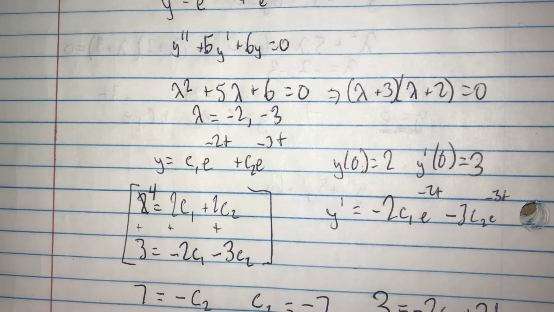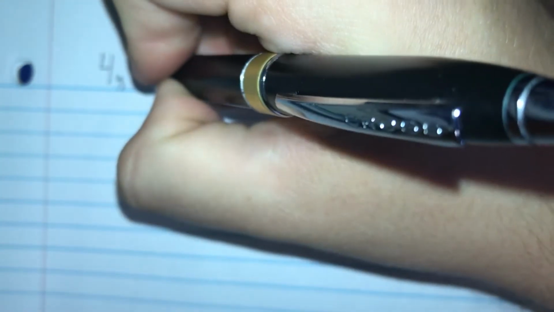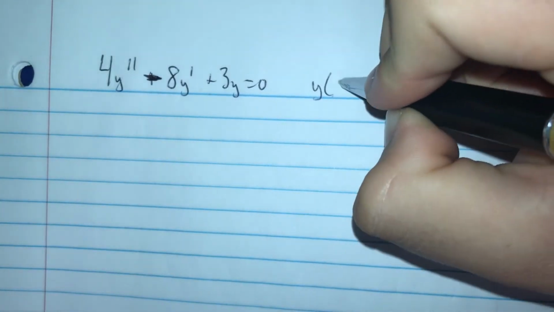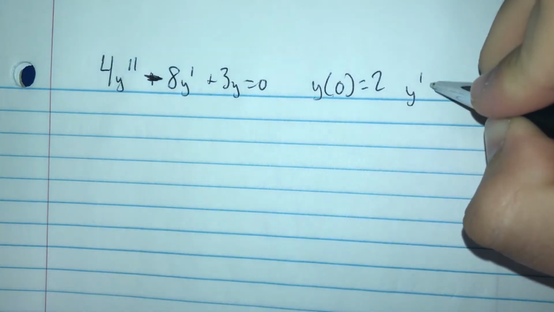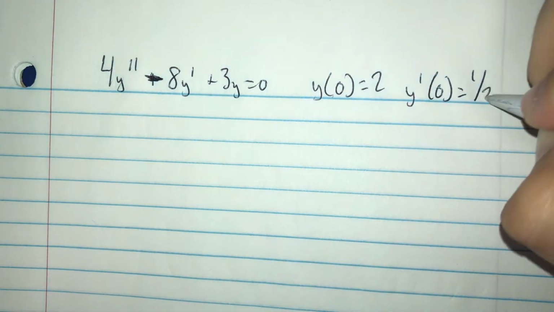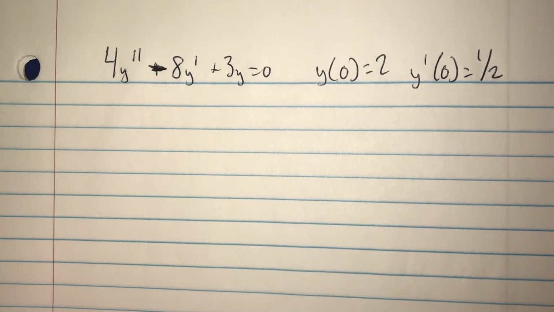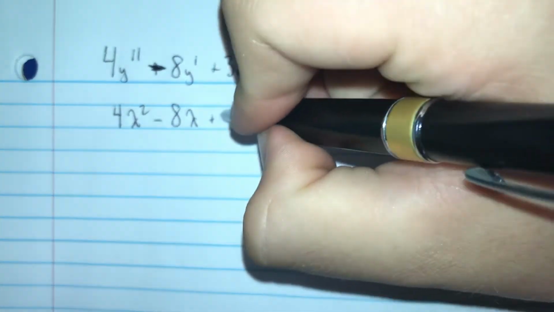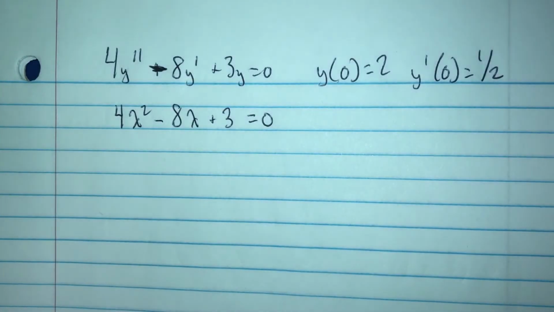Let's go ahead and do another problem here. In this one we have 4y double prime minus 8y prime plus 3y is equal to 0. We're given y of 0 is equal to 2 and y prime of 0 is equal to 1/2. So using the same process, we can say 4 lambda squared minus 8 lambda plus 3 is equal to 0. Sorry, I forgot the squared.